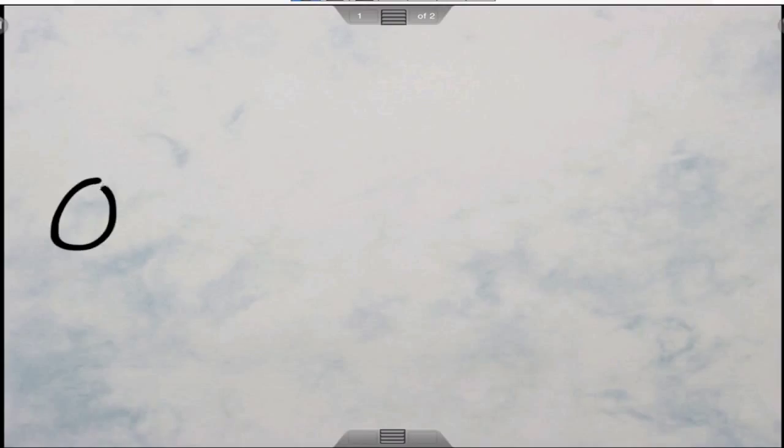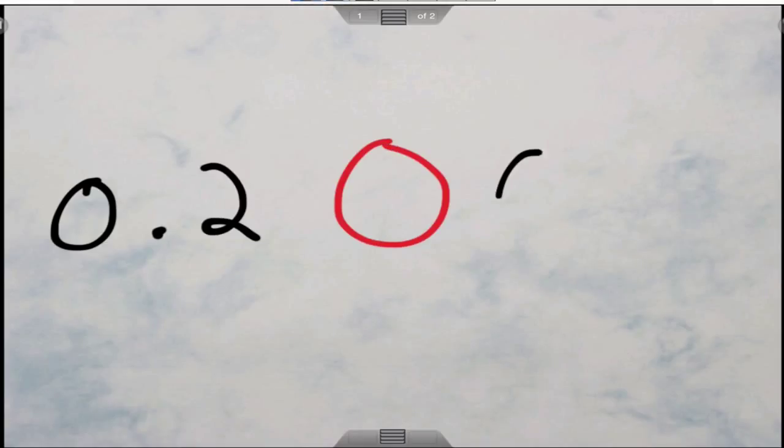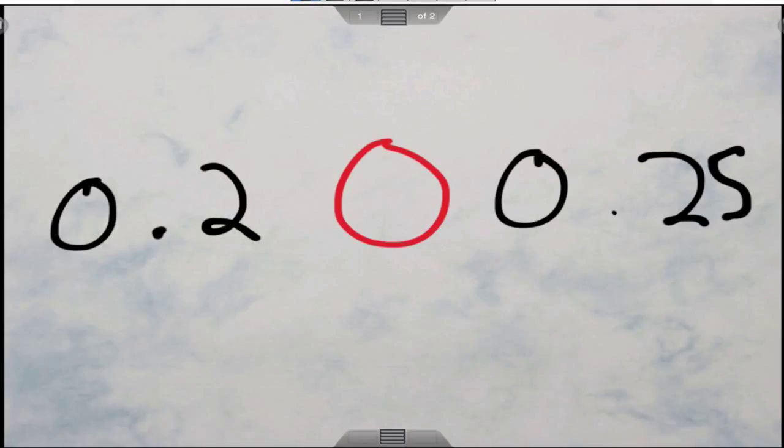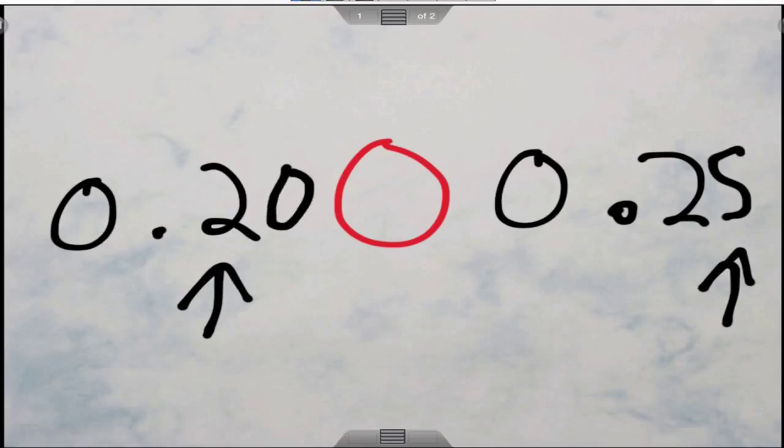So I have 2 tenths, and I have, again, 0.25. But I have a little bit of an issue, and the issue is that my 2 tenths is in tenths. This is 25 hundredths. But if you remember, with the 2 tenths, I could just add a 0 to it. So now I have 20 hundredths. So it's 20 hundredths versus 25 hundredths, and the bigger one, obviously, is the 25 hundredths.